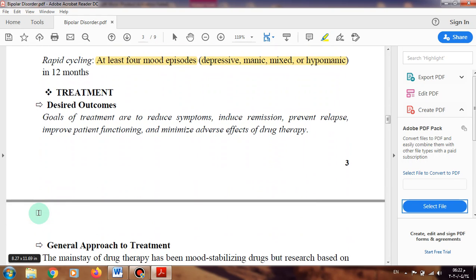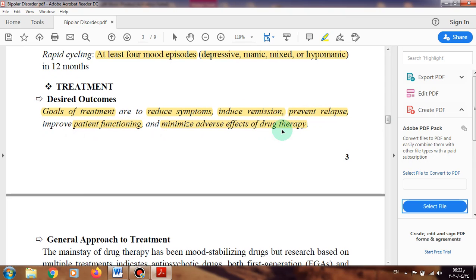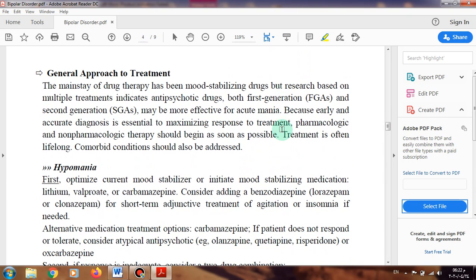Desired outcome and the goal of treatment for the patient with the bipolar disorders are to reduce the symptoms, induce remission, prevent relapses, improve patient functioning, and minimize adverse effects associated with the drug therapy. General approach of treatment suggests that the mood stabilizing agents, in addition to the antipsychotic drugs, are the first line treatment for treating patients suffering from bipolar disorders, treatment of acute mania, treatment of depressive episodes, and treatment of even that of the mixed episodes.